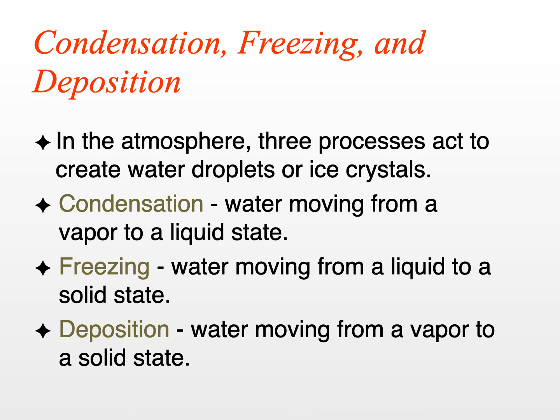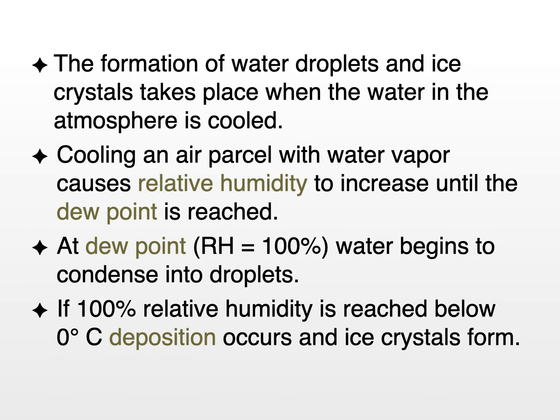Condensation is a term that's used to define water moving from vapor to a liquid state. Freezing is water moving from a liquid to a solid state, and deposition is moving from vapor to solid, bypassing the liquid state. Now, in the atmosphere, for ice crystals and water droplets to form, they need a surface to precipitate on.